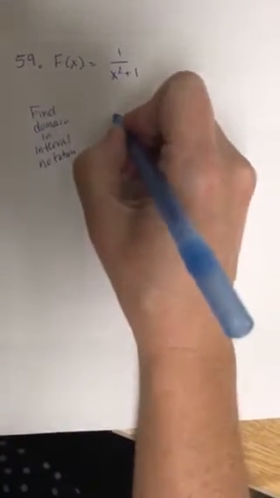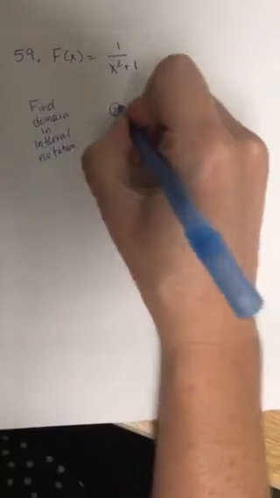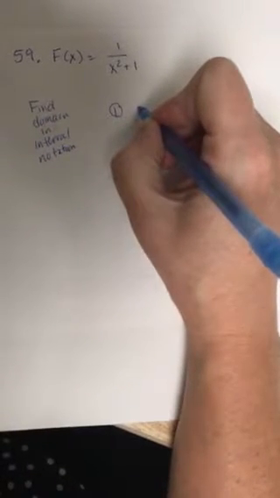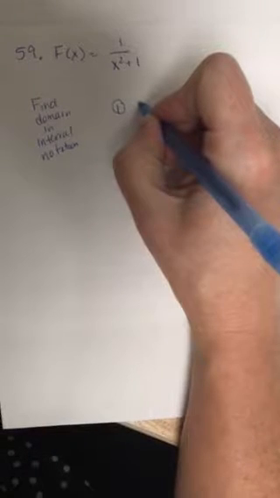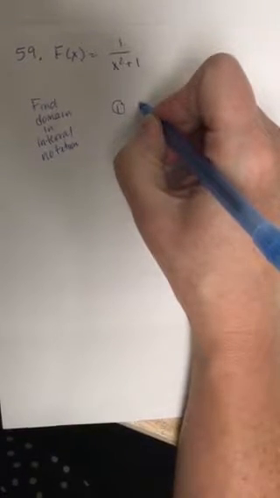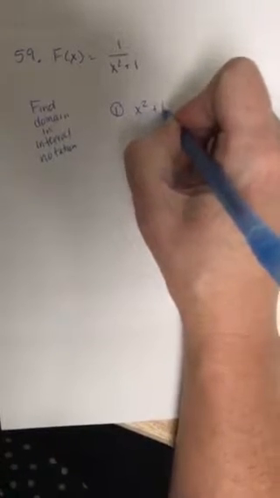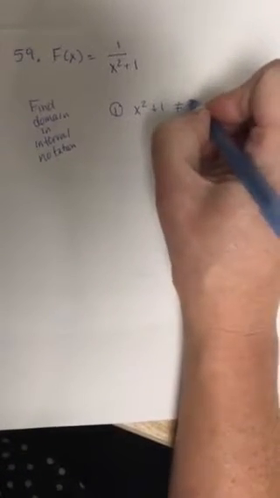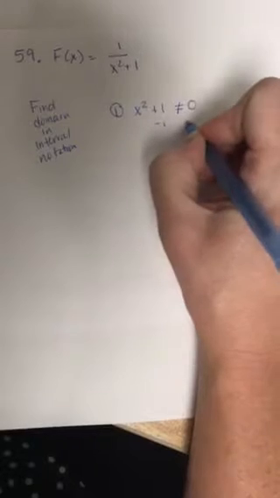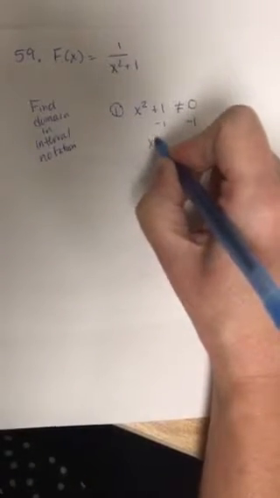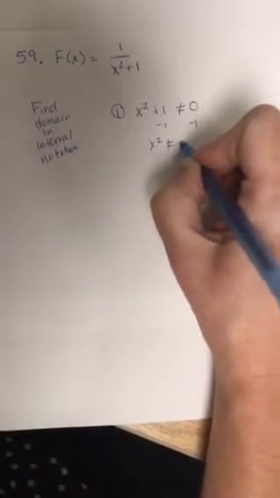So the process we followed to find the domain was, if it's got a variable in the denominator, set the denominator so that it cannot be equal to 0. So the denominator is x squared plus 1. I'm going to set that so it cannot equal 0. So I'm going to subtract 1 from both sides as if I were solving the equation. So x squared cannot equal negative 1.